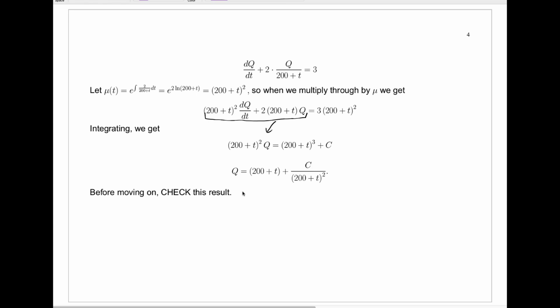Before we go any further, check this result. Everybody should get used to checking results whenever you claim to be solving a differential equation. I'll leave that to you here, but how would you check the result? You just have to compute dQ/dt, and add that to 2 over 200 plus t times Q for this function Q, and check that what you get is 3. You can pause the video while you check the result.